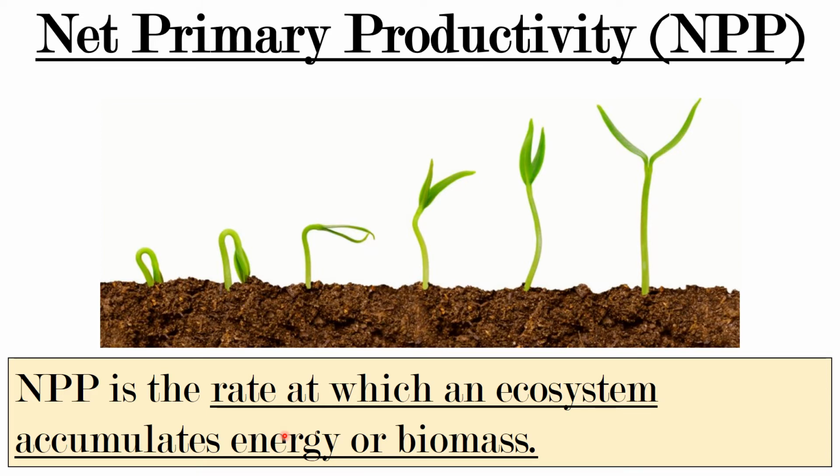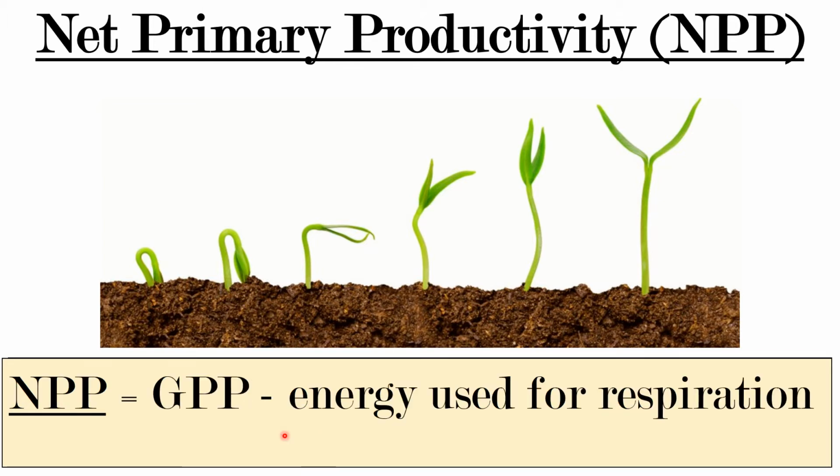Okay, so put all the plants and other organisms together, and this is the rate at which the ecosystem accumulates energy. So they've all got to use some energy to survive by carrying out respiration. NPP is what is left over after that. And a simple way to work out NPP is: NPP equals GPP minus the energy used for respiration.